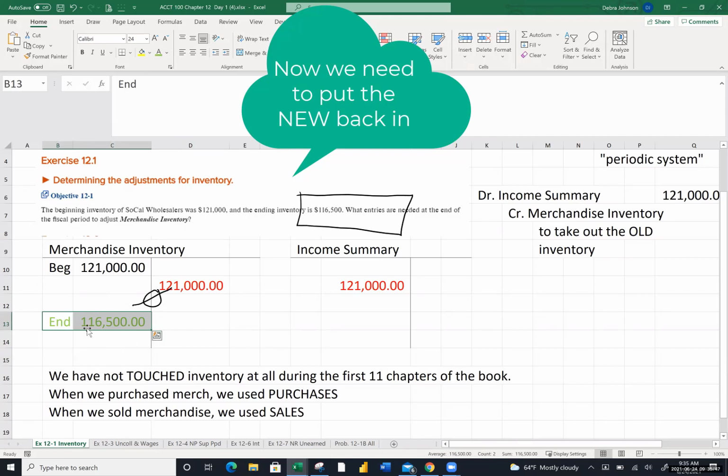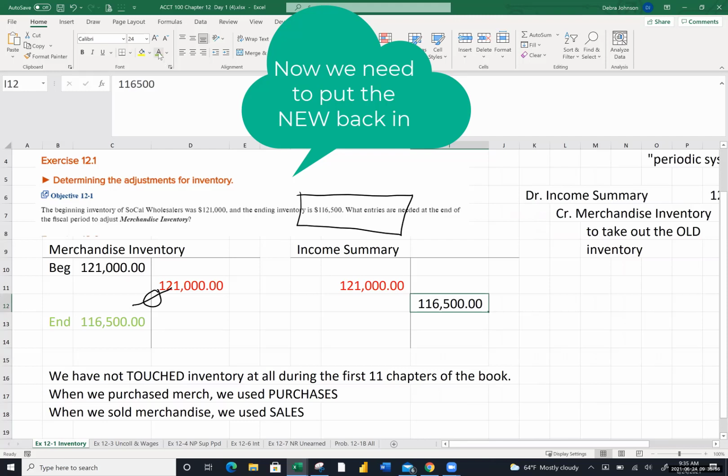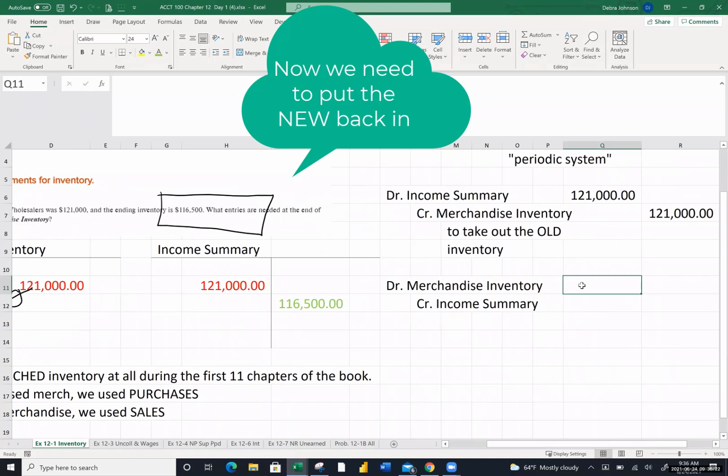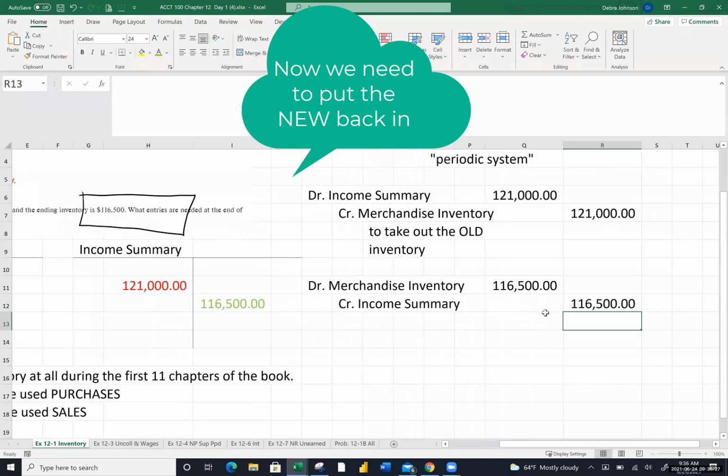Where am I going to put that? I just saw that I debited merchandise inventory. I'm going to go credit this dummy account called income summary with that same value. So here's the second part of that entry, the green part of that entry. What did I just do? I debited merchandise inventory and I credited income summary for 116,500. And if the color coding helps you see it, I know it helps me see things.